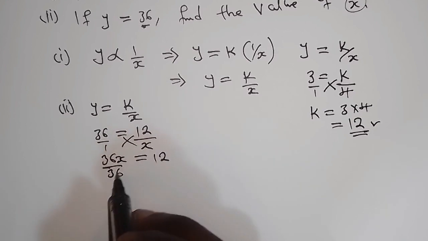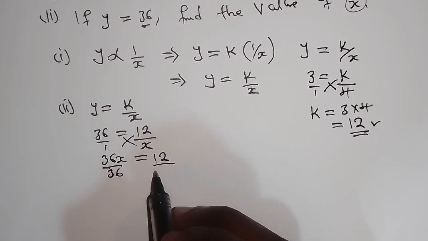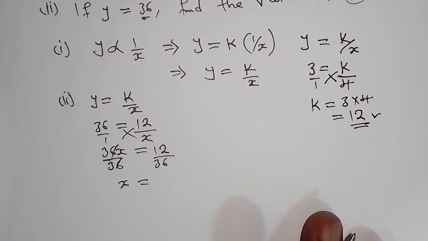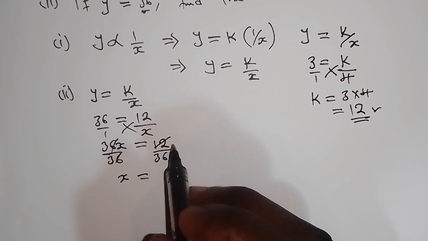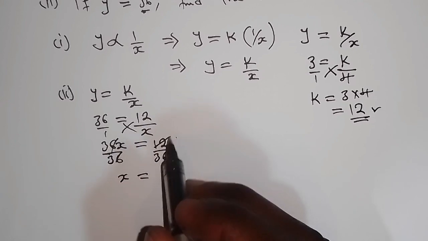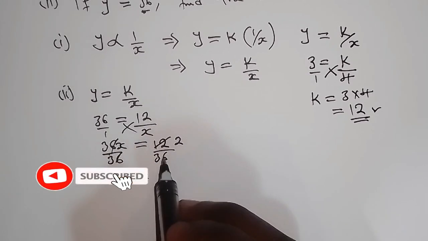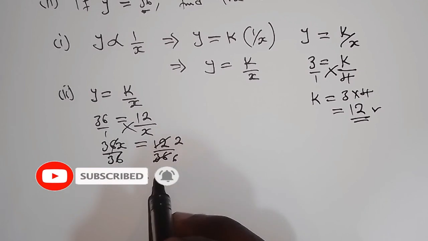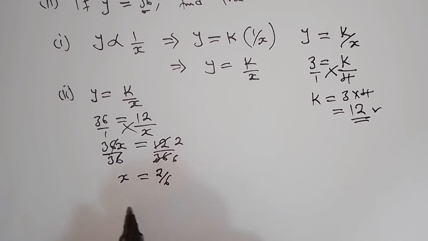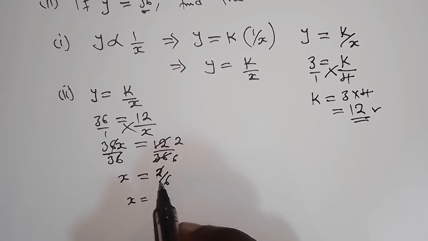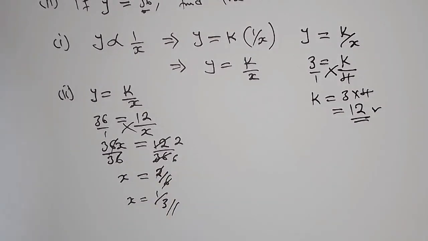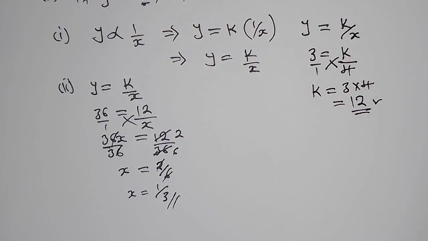Then you divide both sides by 36, and 6 into 12 is just 2, and 6 into 36 is just 6. So our x is 1 over 3. That's the value of x. Okay.